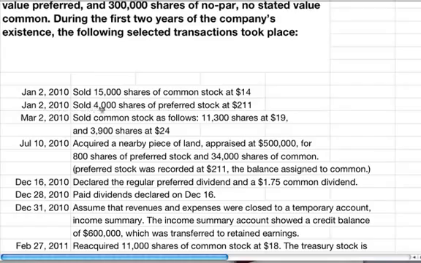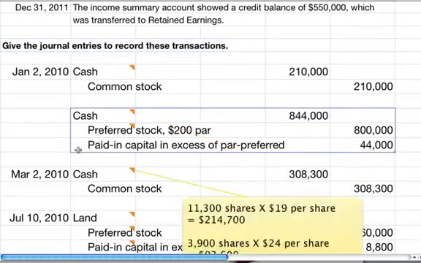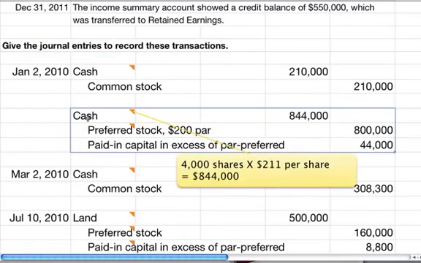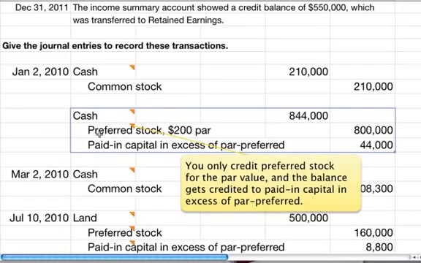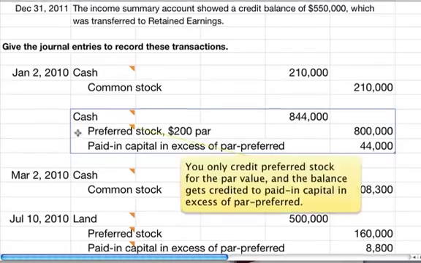January 2nd, we sold 4,000 shares of preferred stock at $211. That's this transaction right here. Same date. Debit cash for $844,000, which is 4,000 times 211. Then we credit preferred stock. You only credit preferred stock for the par value, which was $200 per share, so that's $800,000. And then paid in capital in excess of par preferred stock gets the balance of that $844,000.